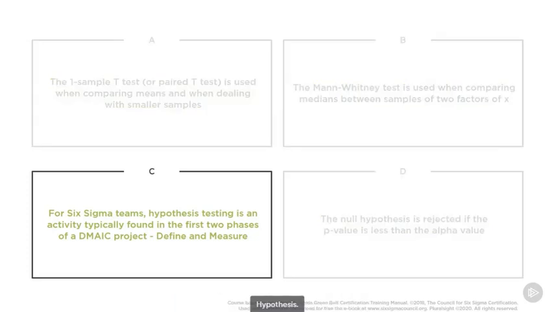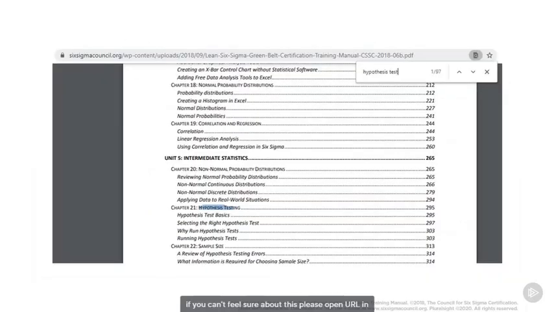For Six Sigma teams, hypothesis testing is an activity typically found in the first two phases of a DMAIC project, define and measure. Remember that the original question was which statement is incorrect, and alternative C is incorrect when it comes to hypothesis testing. If you can't feel sure about this, please open your Lean Six Sigma Green Belt Training Manual. Please open it even if you are totally sure about the answer for practice's sake.